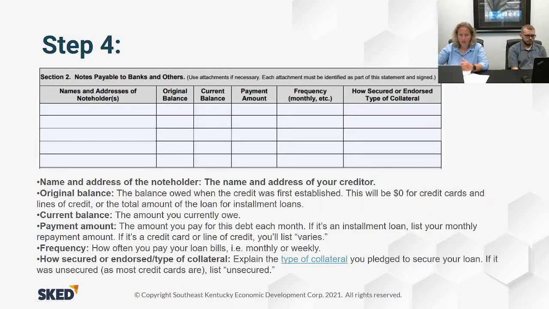And then in section 2, we're going to talk about our notes payable to banks and to others. So this is where we're going to put the information about who holds the note. So who are you making payments to? You're going to put the original balance here, your current balance, what your payment amount is, how often you're paying it, and how it's secured. So what type of collateral? Obviously, if you have a home equity loan, then they would probably utilize your house as collateral. That's typically how that works. So fill out this section.